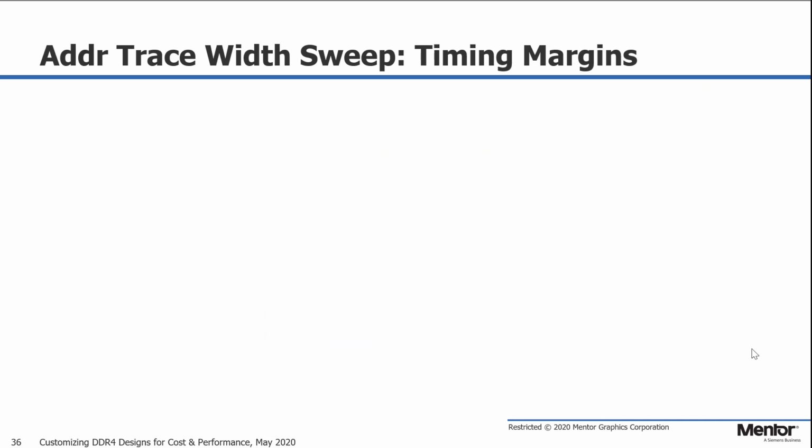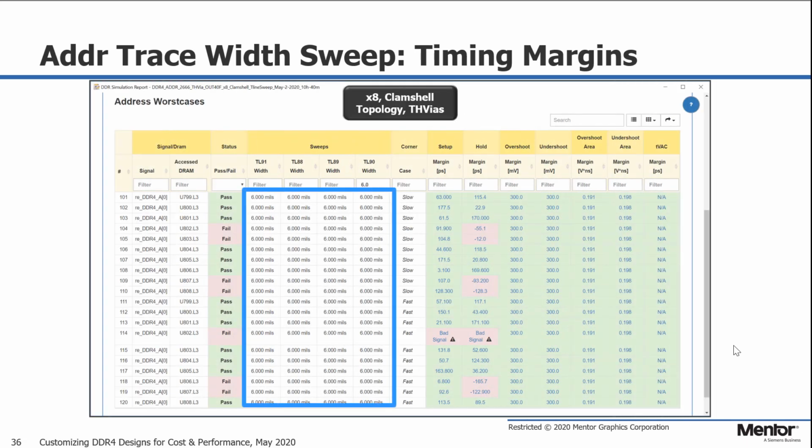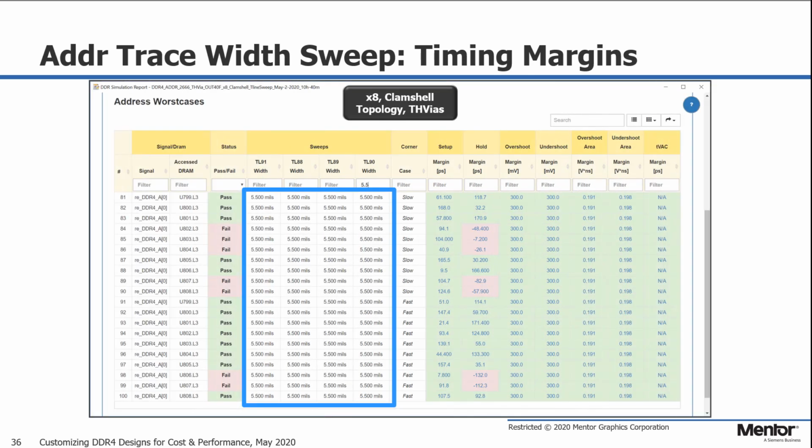These are the results with 6 mils width. The results are worse than before. The 5.5 mils width results are better, but still there are some failures. The same case is with 5 mils width. The 4.5 mils case is starting to look better, but the 4.0 mils width gives the best margins.